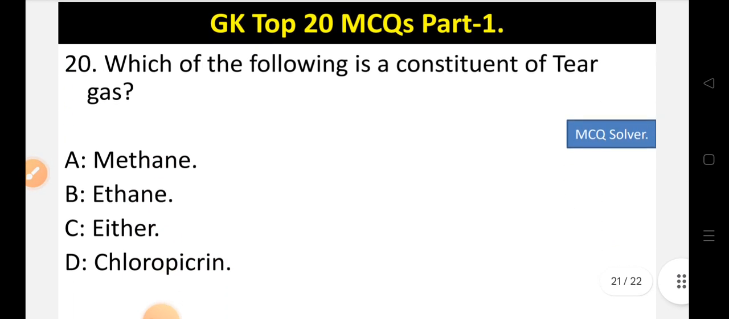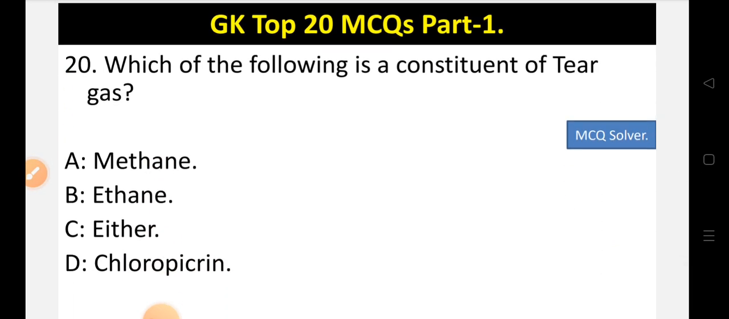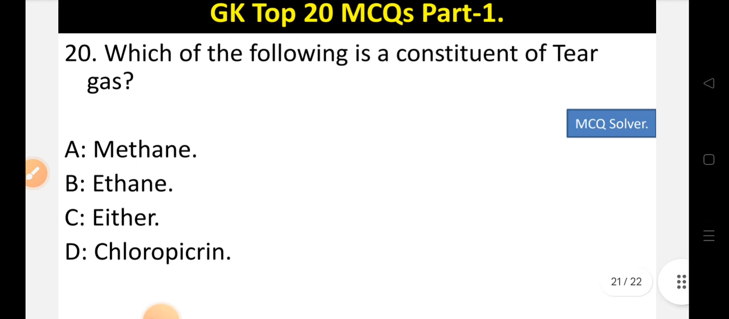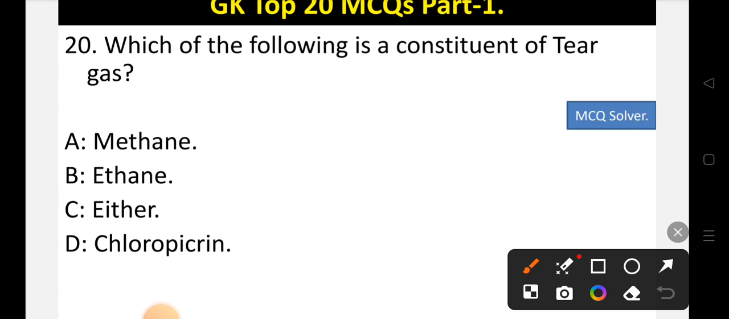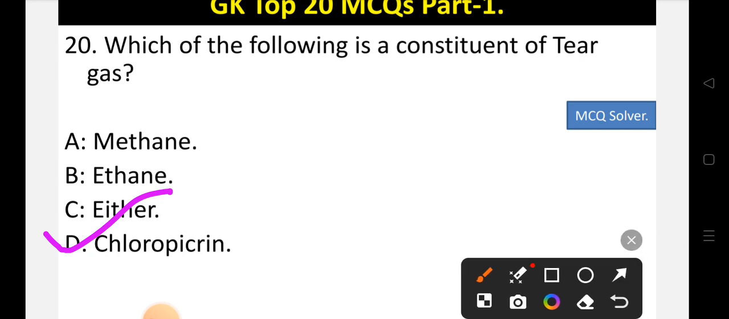Now let's move to the last question, question number 20. Which of the following is a constituent of tear gas? So among these, the chemical which is used in tear gas is, the correct option is option D, that is chloropicrin. So chloropicrin is used in the making of tear gas. So D is the correct option.